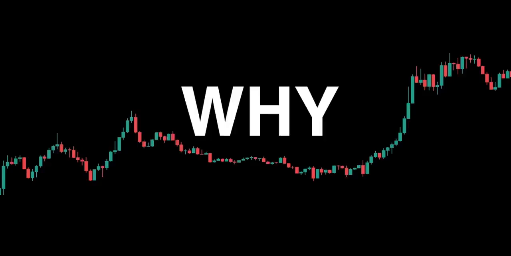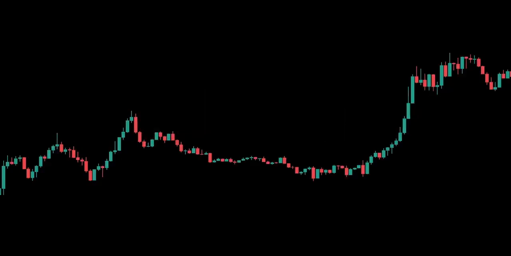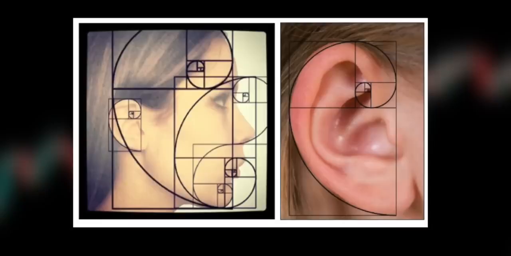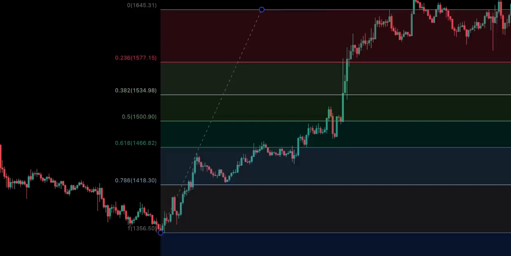You might be asking why these numbers are so important, and the answer is this: these numbers appear in various aspects of the universe. They are found in architecture, nature, and even facial features. One of the remarkable characteristics of this numerical sequence is that each number is approximately 1.618 times greater than the preceding number. This common relationship between every number in the series is the foundation of the ratios used by technical traders to determine retracement levels. The 1.618 ratio is often called the golden ratio.